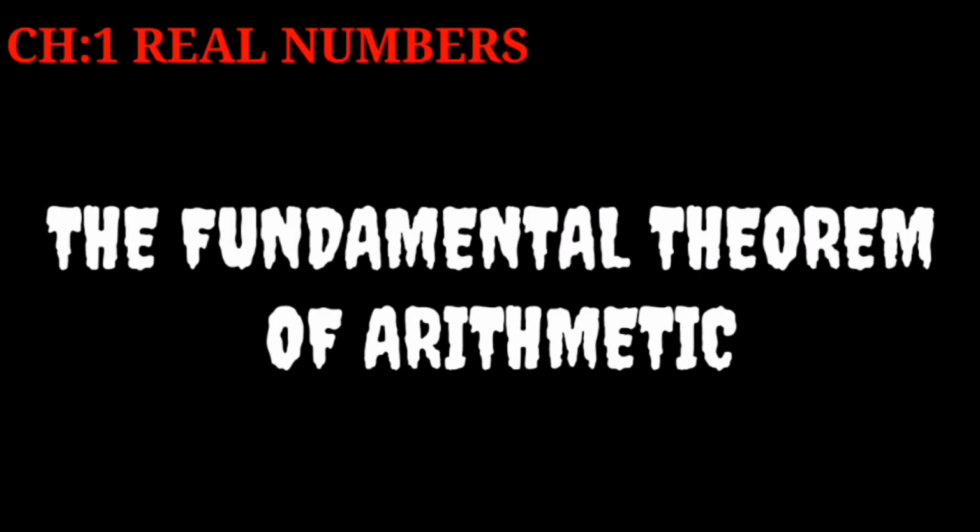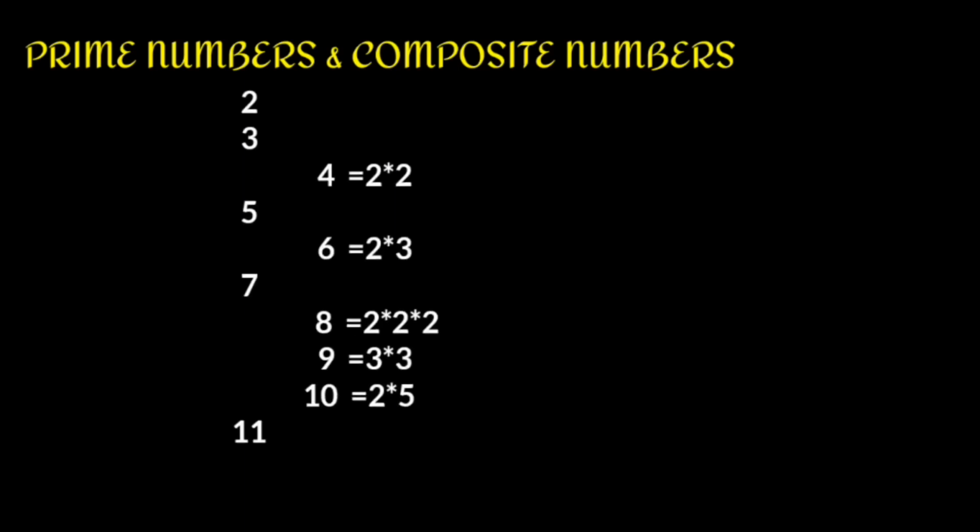So now we are dealing with the fundamental theorem of arithmetic. Before moving directly to the theorem, let's look at prime numbers and composite numbers. We know 1 is neither a prime number nor a composite number.